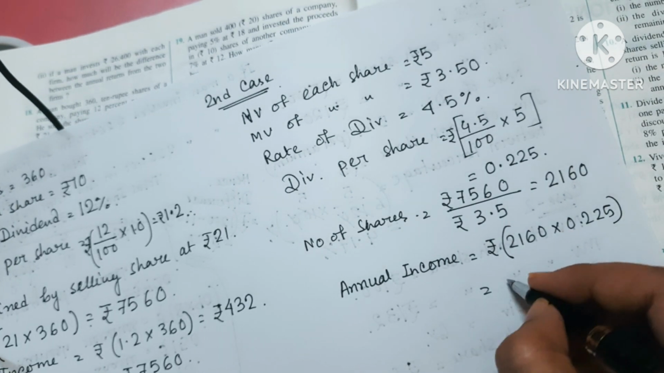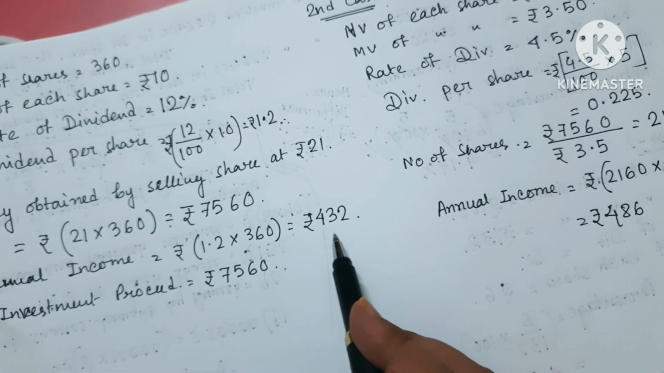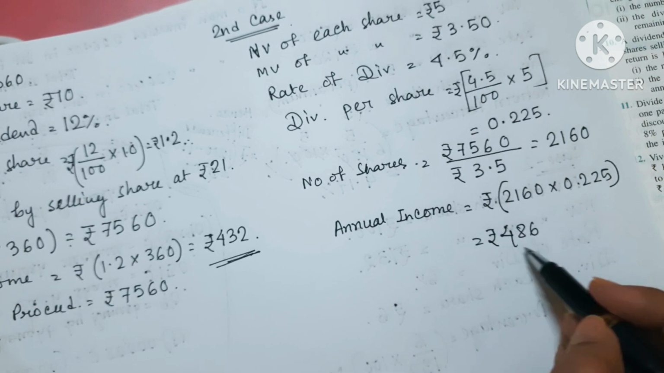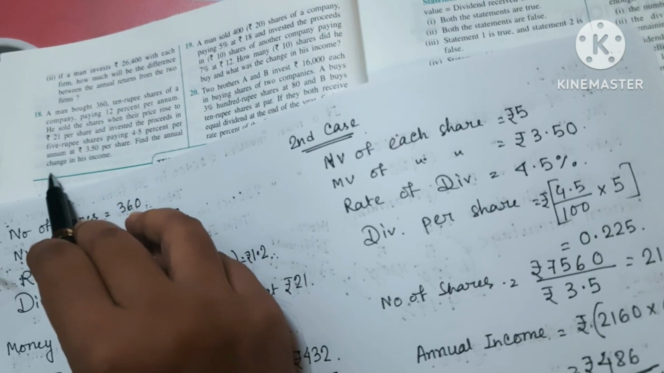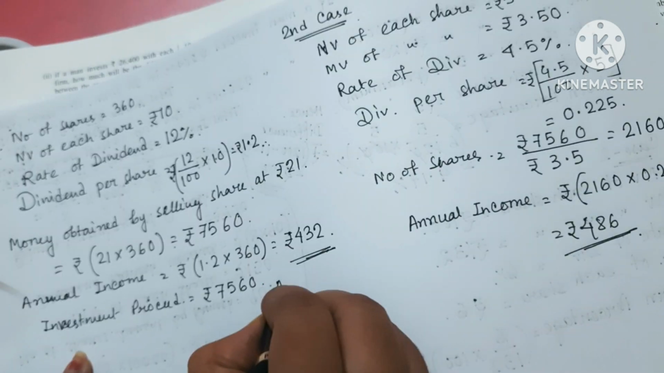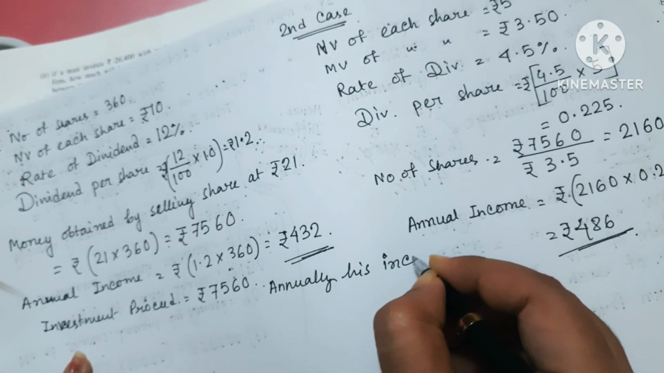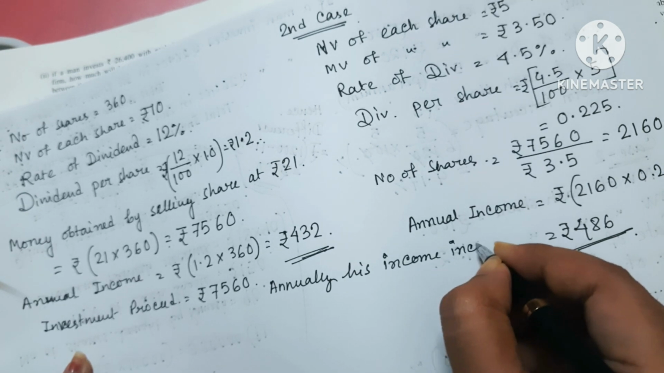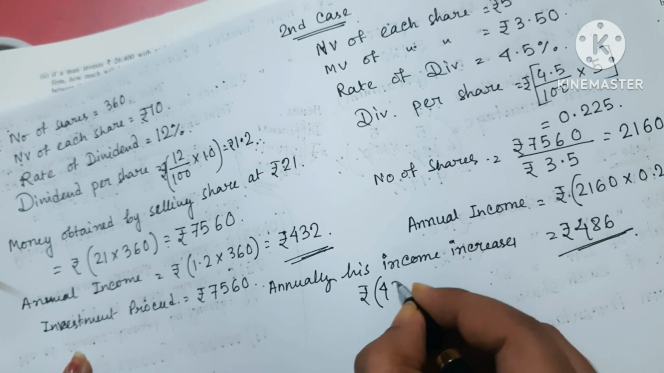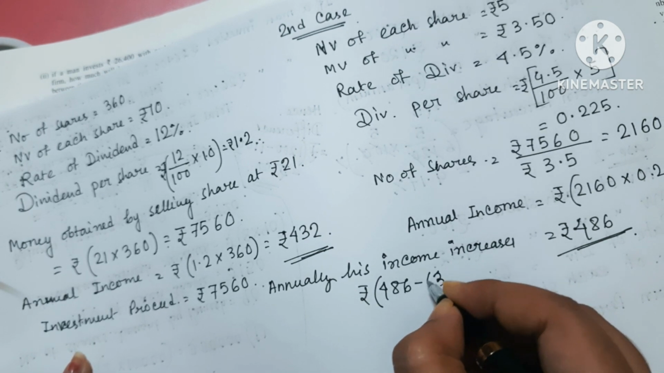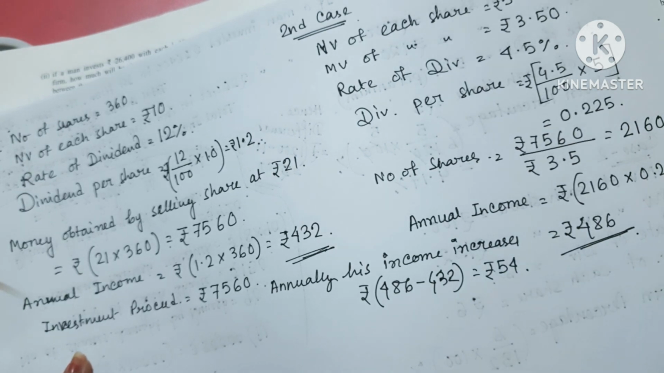So in case of first one, you have got this annually this return, and in case of second one, this return. So income increases. See the question, find the annual change in his income. Annually his income increases rupees 486 minus 432 equal to rupees 54.